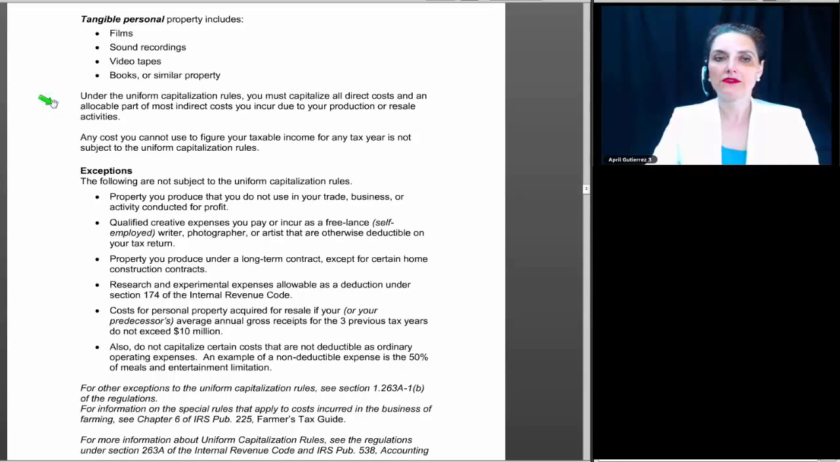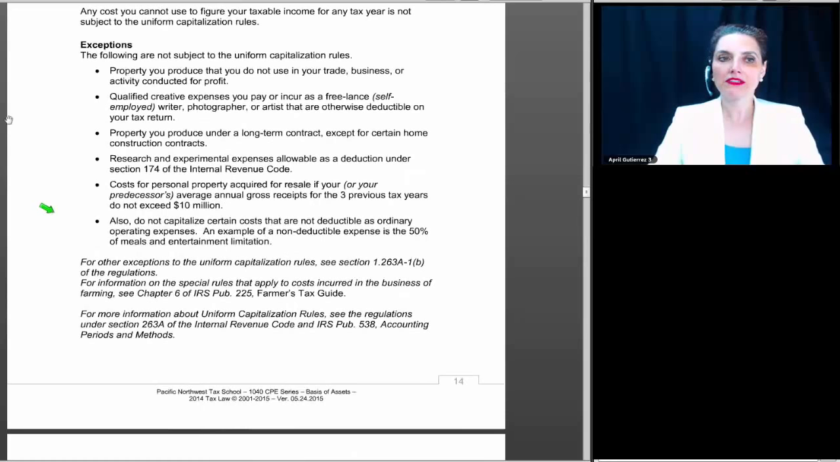And under the uniform capitalization rules, you must capitalize all direct costs and an allocable part of most indirect costs that you incur due to your production or resale activities. Any cost that you cannot use to figure the taxable income for any year is not subject to the uniform capitalization rules. Now, there are some exceptions, and the following are not subject to the uniform capitalization rules.